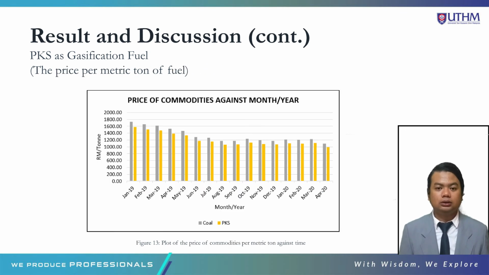Figure 3 shows the trend of the price and the comparison of price per metric ton for coal and PKS. The data of the price of the commodity are obtained from the Australian Thermal Coal Price Index and the Malaysian Palm Oil Board. Overall, the data reveal that the price of PKS is much lower compared to coal. Hence, PKS can be a viable option for fuel due to its lower price than coal.